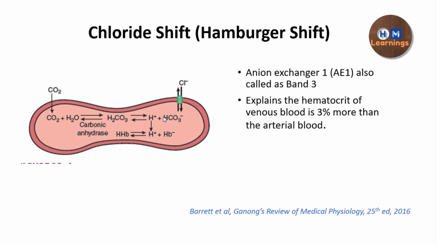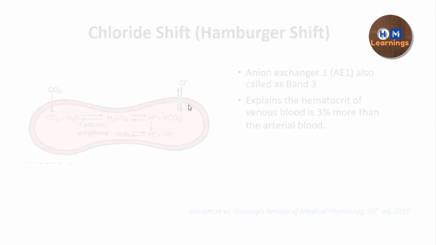These reactions are reversed at the lung site. At the lung, the reaction happens in the reverse direction, leading to release of the carbon dioxide. The chloride will also get released. As a result, the water will also diffuse out, and the RBC will come back to its original shape. So this was about the chloride shift.